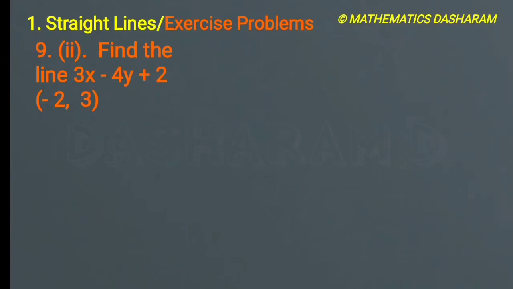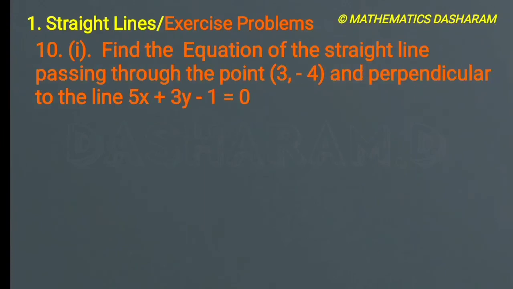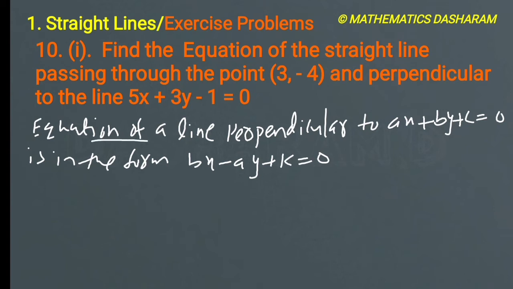Next, 10th question, first problem: find the equation of the straight line passing through the point 3 comma minus 4 and perpendicular to the line 5x plus 3y minus 1 equals 0. So the equation of a line perpendicular to ax plus by plus c equals 0 is in the form bx minus ay plus k equals 0.